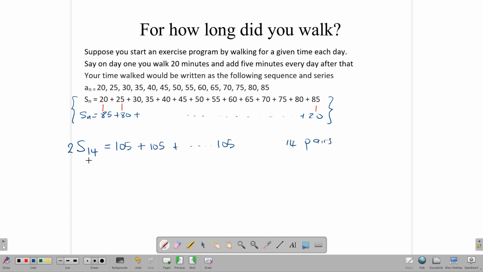And what happens is that 2 times the sum of the series is going to be 14 times 105, since there are 14 of these. Since we only want the sum of one of the series, we divide by 2, and dividing 14 by 2 gives us 7. Then our solution is simply 7 times 105, which is much easier to work out. And this gives us 735, in this case minutes.